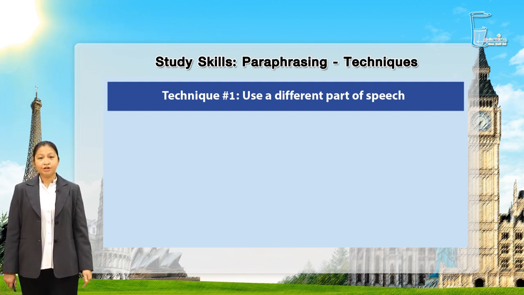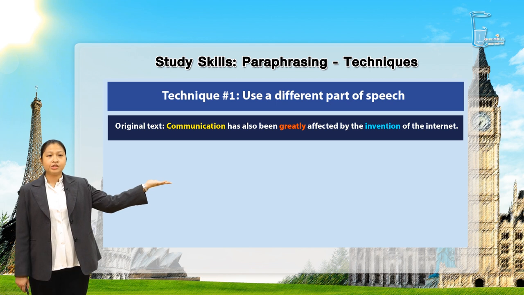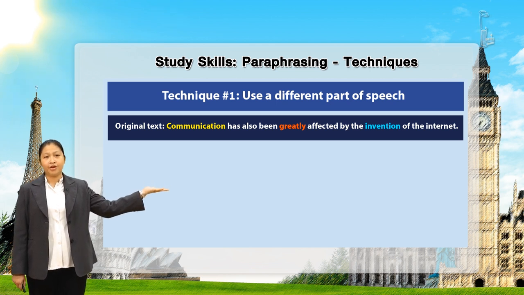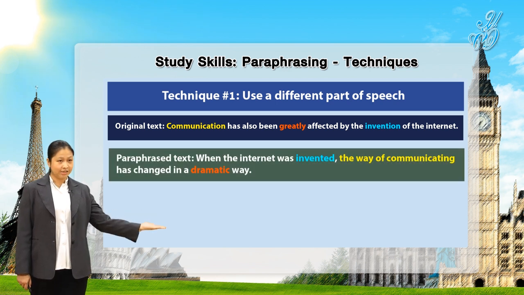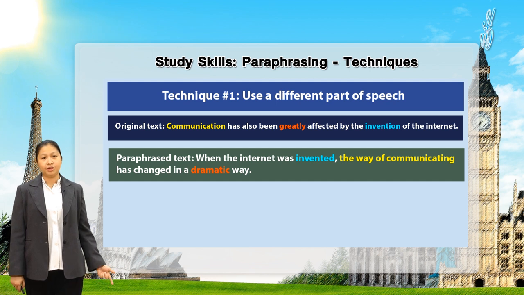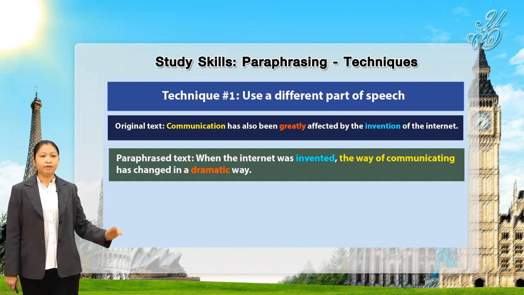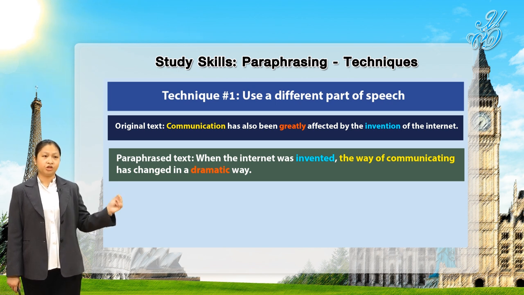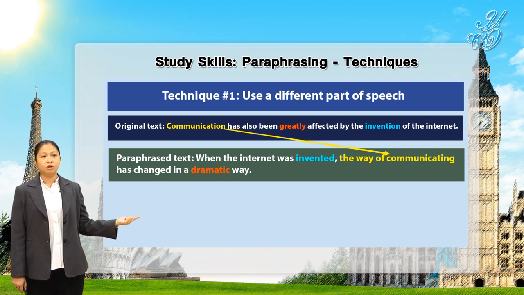So instead of using the same part of speech, for example, this sentence: "Communication has also been greatly affected by the invention of the internet." The paraphrased text: "When the internet was invented, the way of communicating has changed in a dramatic way." So what are the words that were changed from the original text to the paraphrased text?